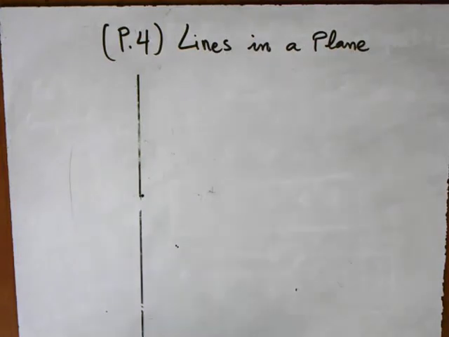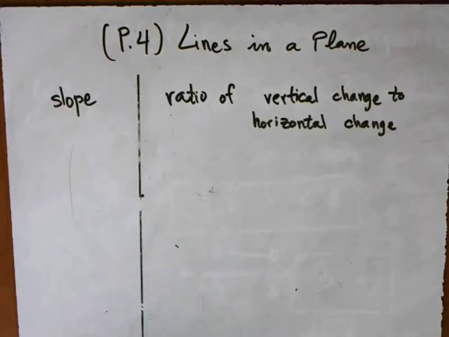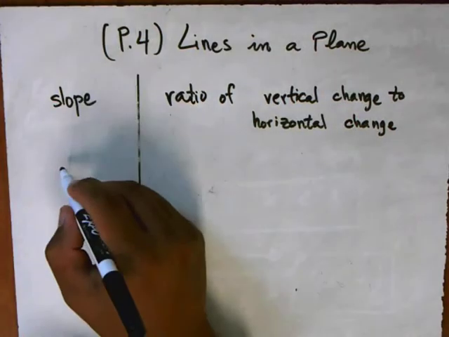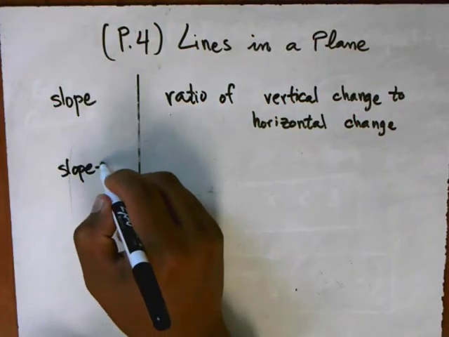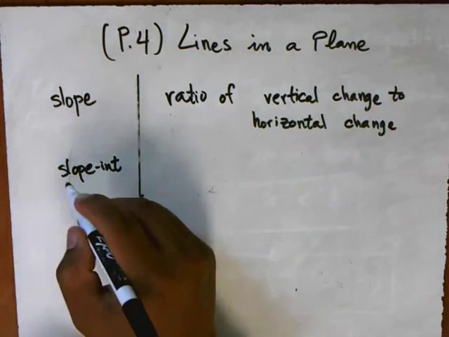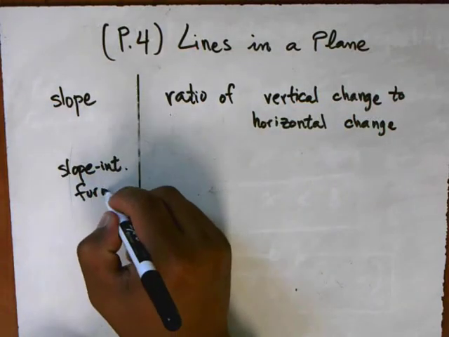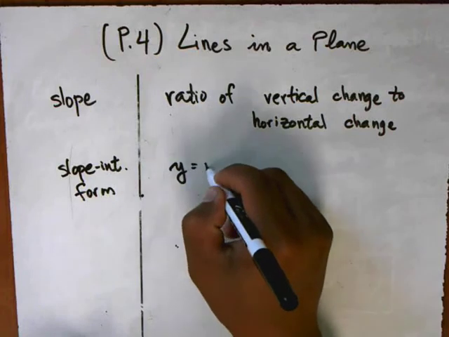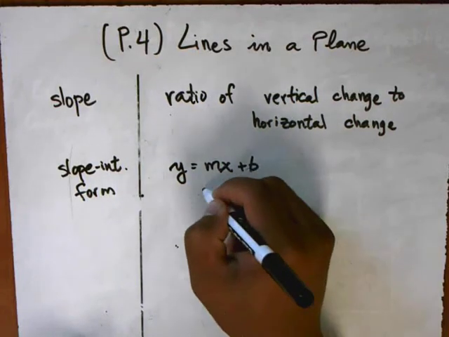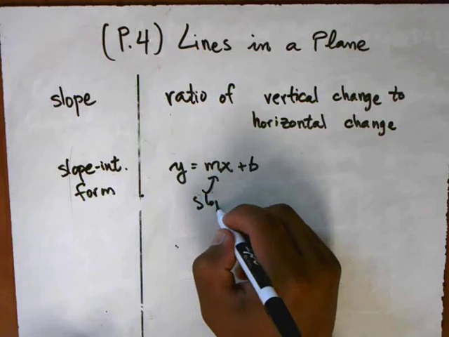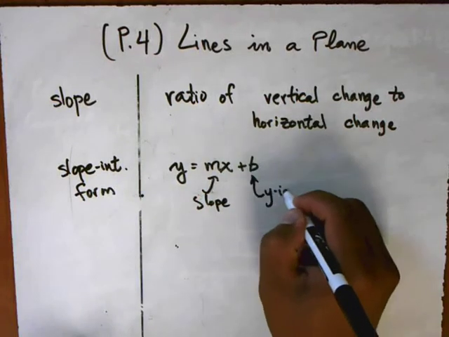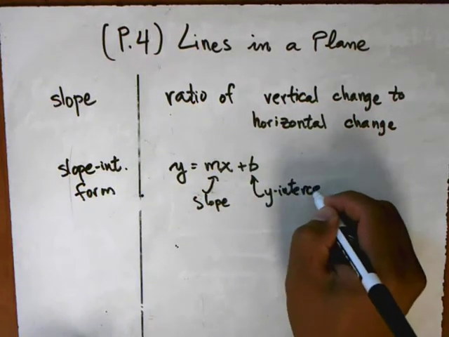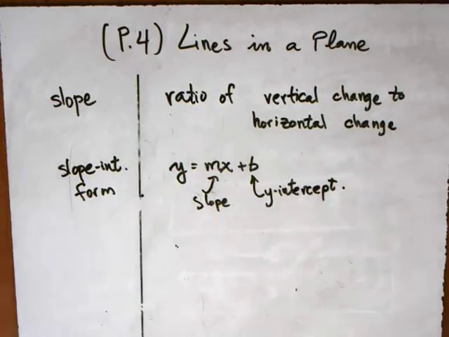And we're going to start here with the definition of slope. Okay? So slope is basically the ratio of vertical change to horizontal change. And when we talk about lines, we can write the equation of a line using several different ways, but probably the most common way is what's called slope-intercept form. Okay? And you're probably familiar with this as y equals mx plus b, where the m is the slope and the b is the y-intercept. In other words, it is the point where the graph crosses the y-axis.